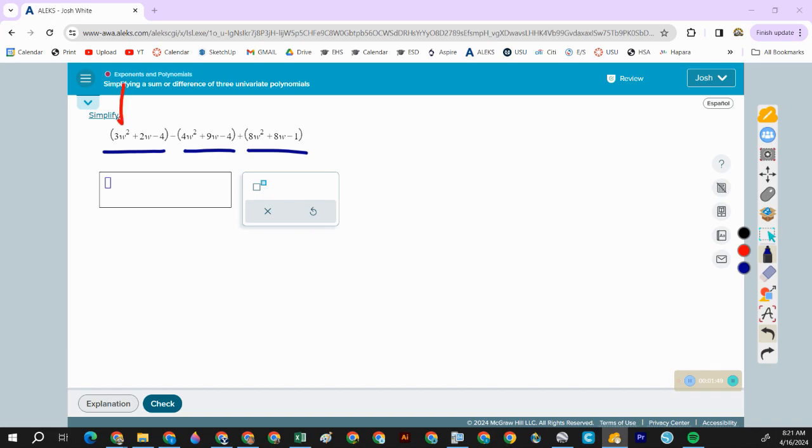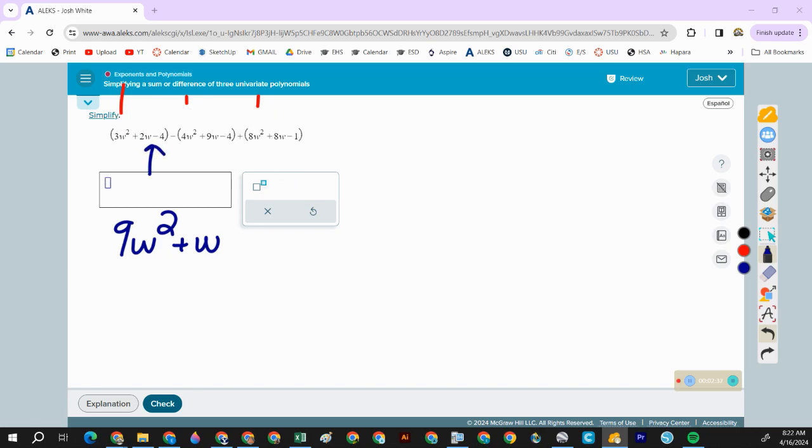So here I have a 3w squared, and I need to combine it with all other w squareds. So there's a w squared there, and there's a w squared there. So 3, and you have to be a little bit careful because the second one is a subtraction. So 3 minus 4 is negative 1, plus 8 is 9w squared. And then we move on to the w's. 2w minus 9w is negative 7w, plus 8 is plus 1w.